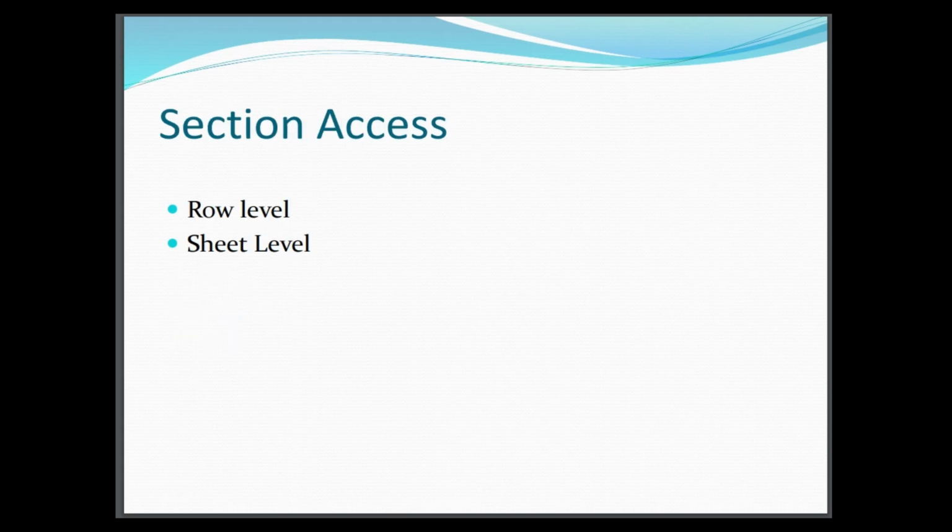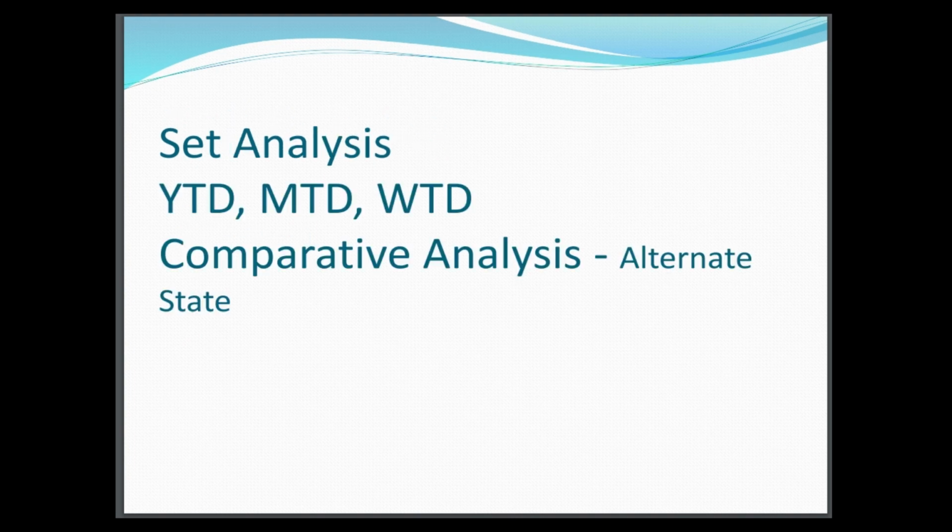Then comes section access, where we implement security on the data. It can be row level security, column level, object level, or sheet level also. Earlier we had an option to do it with security rules, but now we can also do it in the UI as well. So explore section access. And then comes set analysis, which is a very, very important topic in Qlik.